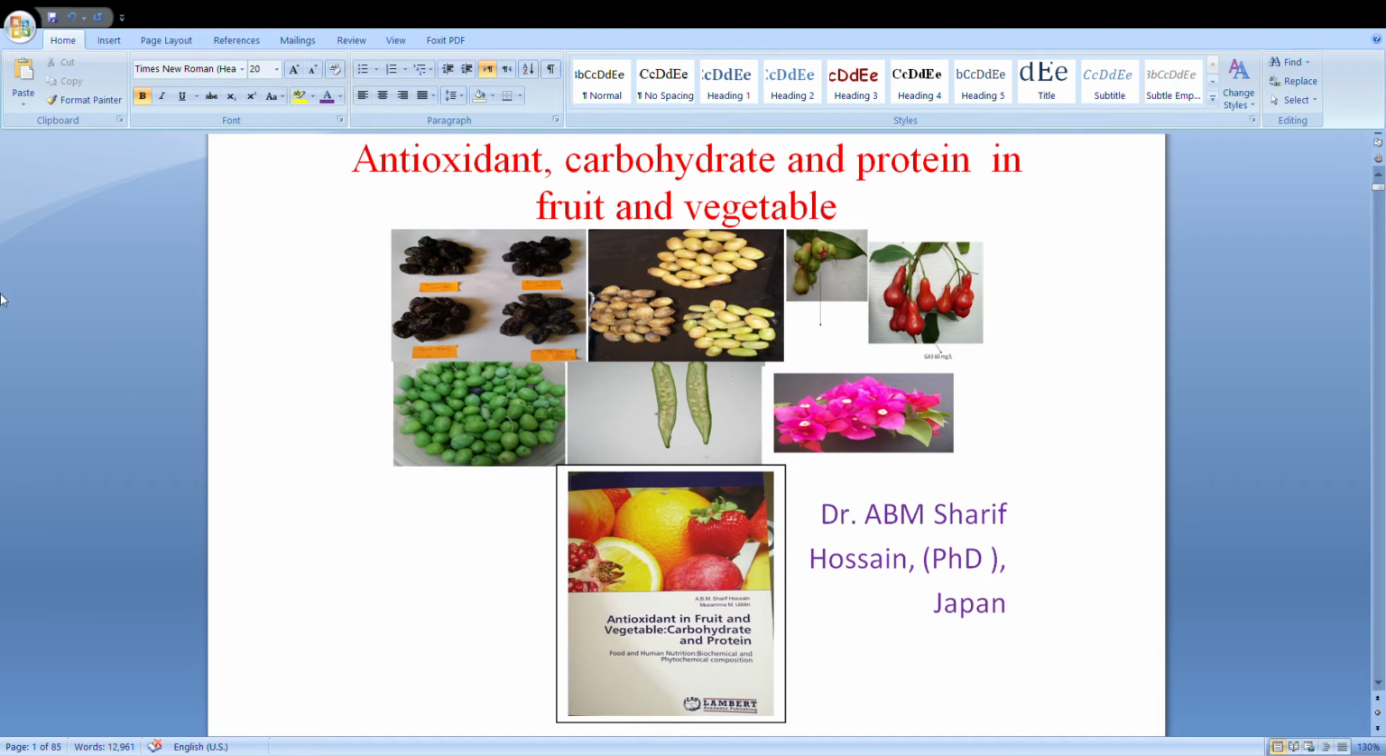Let's see here some fruits. This is dates. This is Ajwa dates, and this is fresh dates, Sukari, and this is water apple or wax apple, and this is the olive fruits. These are vegetables, okra or lady's finger. These are medicinal plants, pigment plants like bougainvillea, and this is the book I published, Antioxidant in Fruits and Vegetables, Carbohydrates and Proteins.